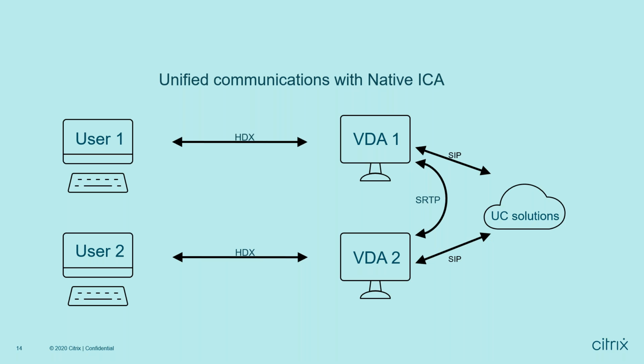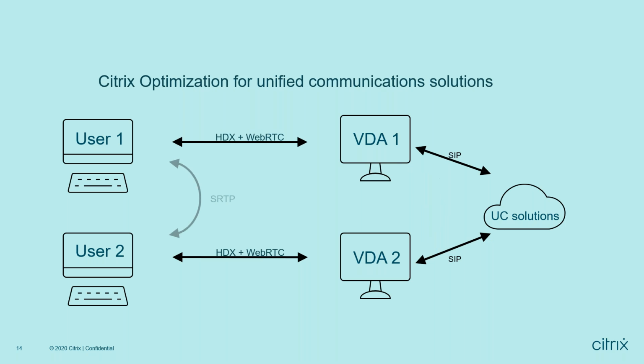So the secure real-time transport protocol, SRTP, with the audio and video is running from VDA to VDA, and then through the HDX protocol to the user. So you have a lot of delay because the user first needs to connect to the VDA, and there SRTP connects to the other VDA, and back to the user using HDX. The optimization changes this because then the SRTP traffic is running directly through the endpoints. So for the user, the experience is like a native app on the endpoint, which makes it much more fluent.